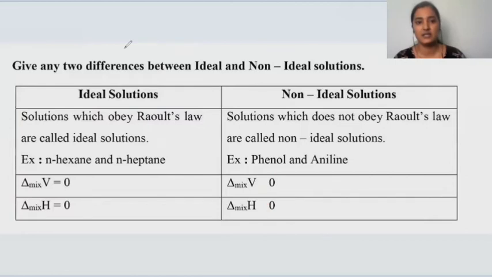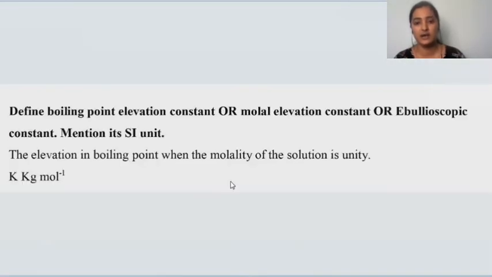Now, children, let us consider the next question. The sixth question is: define boiling point elevation constant, or molal elevation constant, or ebullioscopic constant. Mention its SI unit, the international standard unit. What is the boiling point elevation constant? It is also called the molal elevation constant, and can also be regarded as the ebullioscopic constant.